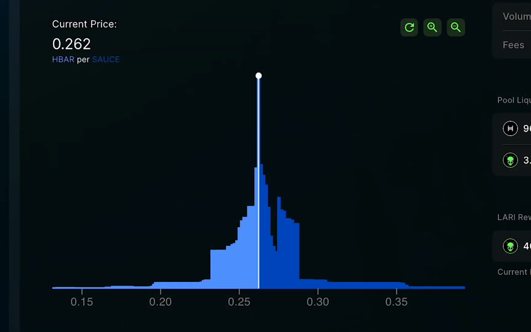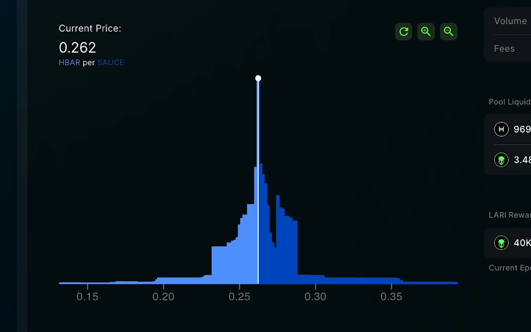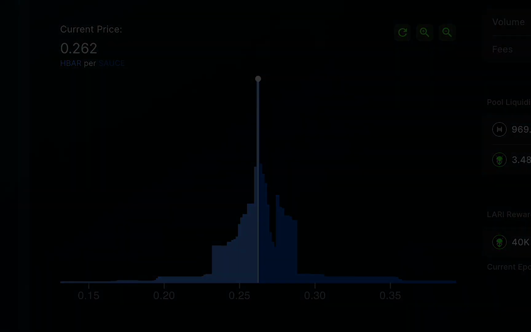In essence, the depth chart is the keystone of concentrated liquidity and a defining feature of SaucerSwap V2.